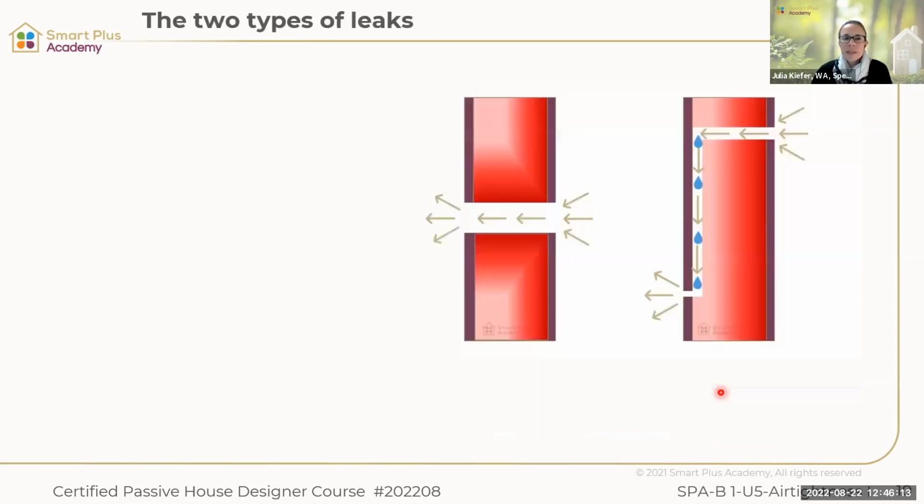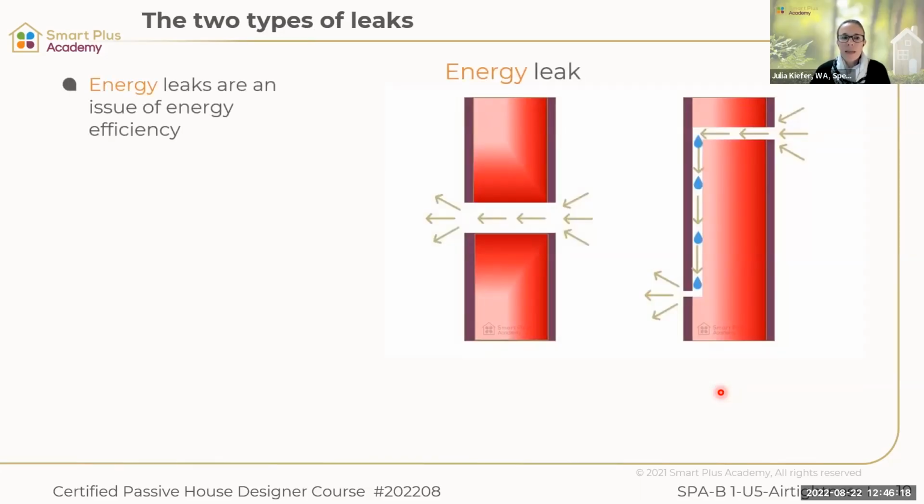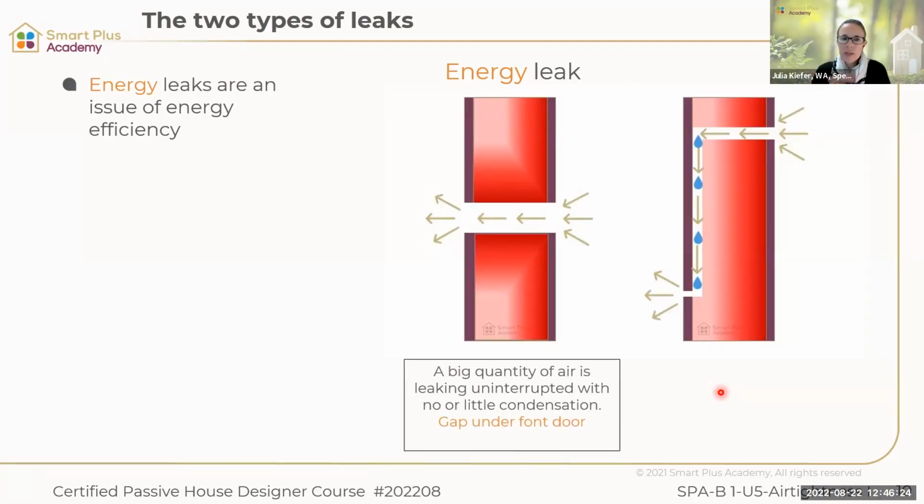So there's two types of air leaks in our buildings. We can have one that's called an energy leak, and they're an issue of energy efficiency. So it's a big quantity of air that's leaking uninterrupted. And the thing is, there's usually so much air moving, and the air is moving so fast, that there's not enough time for condensation. So this could be the gap under your front door, where your postman can deliver your parcel under without you opening the door. That is usually your energy leak, and you usually don't have moisture underneath there. That's because the air is flowing too fast, but you're losing a lot of energy through there.